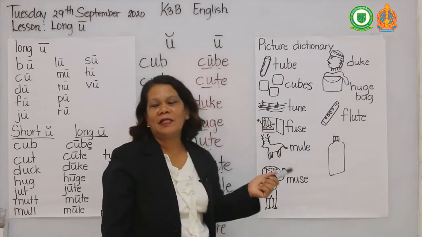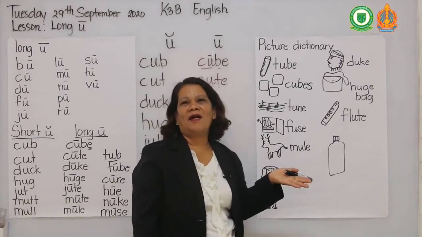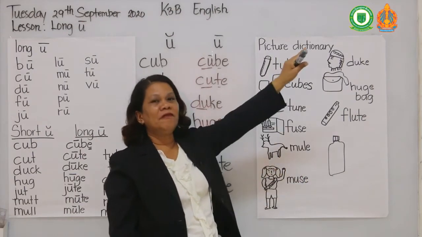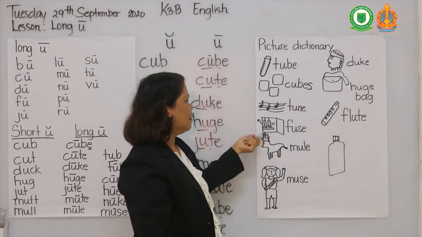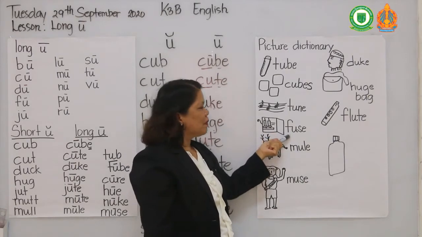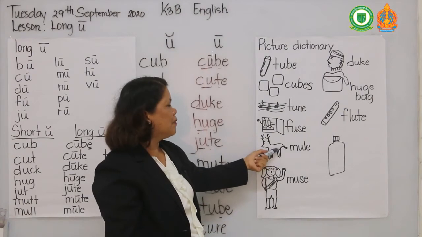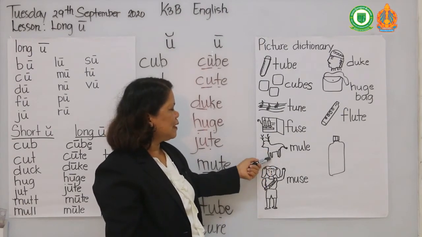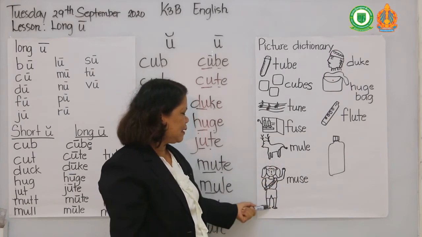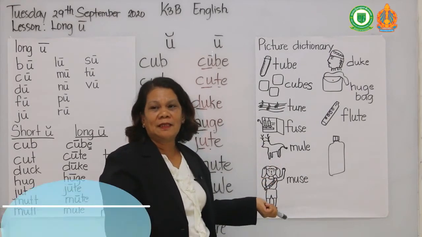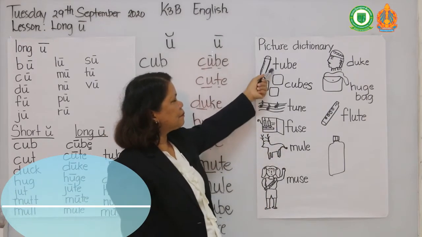Fuse. You have your electric fuse. Sometimes it happens that we have brownouts. Or if you check your fuse, something is wrong with that, then later it will be on, okay? Fuse, this is a fuse. This is a mule. This is a small deer. Muse is the most beautiful girl inside the class. We call her muse. Muse. Again.